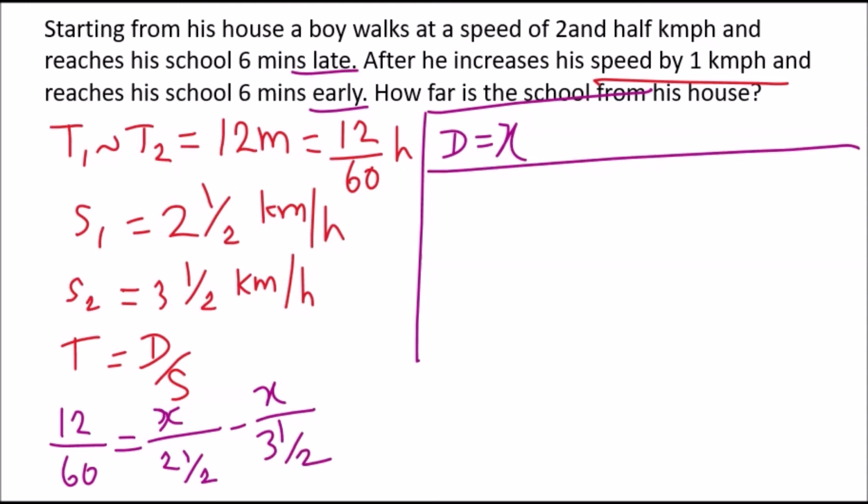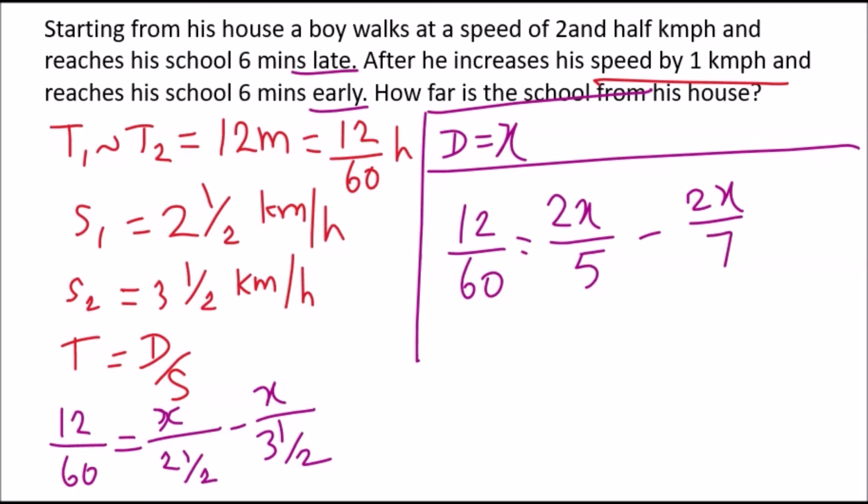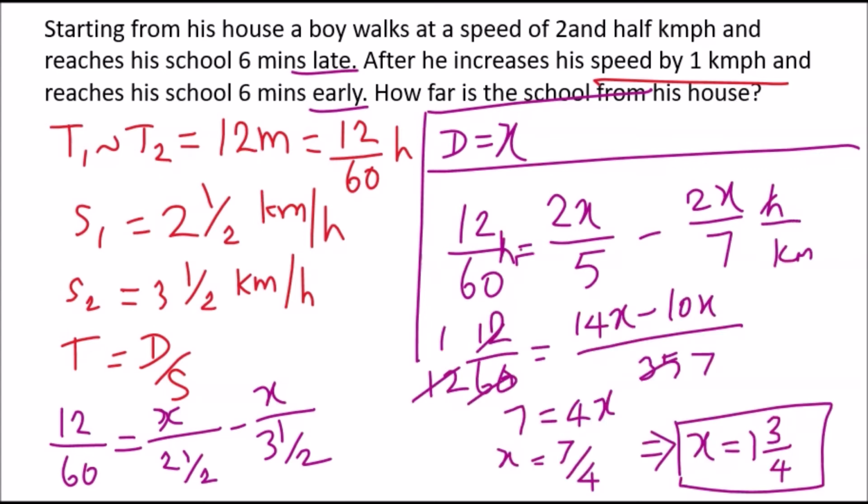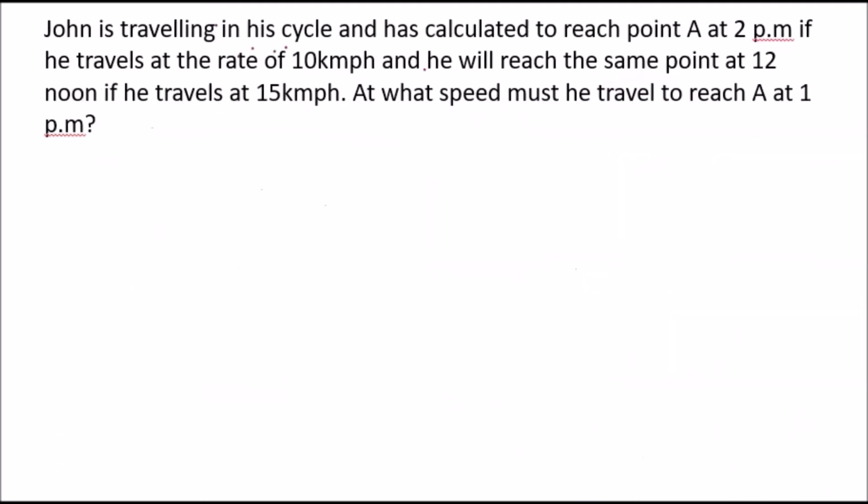So 12 by 60 equal to, make this decimal, so 2x divided by 5 minus 2x divided by 7. If you simplify this, when you take LCM for 5 and 7, it is 35, 14x minus 10x. After simplifying, we get x is equal to 3 by 4 kilometers. This problem you can also solve by using a formula method.